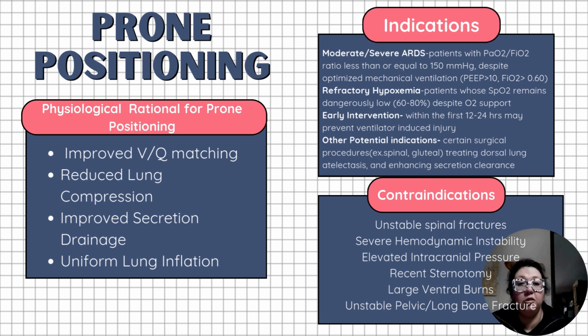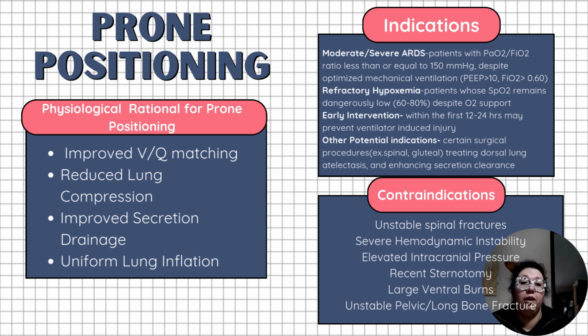Contraindications are unstable spinal fractures. Obviously, they can't be on their back if they have a spinal fracture, so they have to be on their belly. Severe hemodynamic instability, so the patient's heart rate, respiratory rate, pH, like all their hemodynamics are unstable and they can't be moved around. So you first have to get your patient stable enough before you prone them.